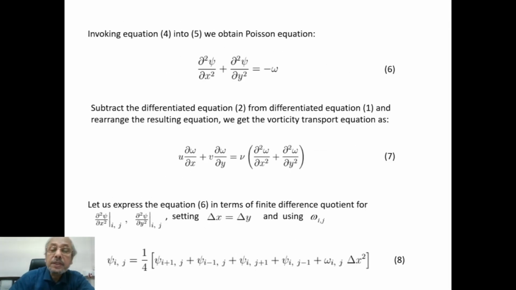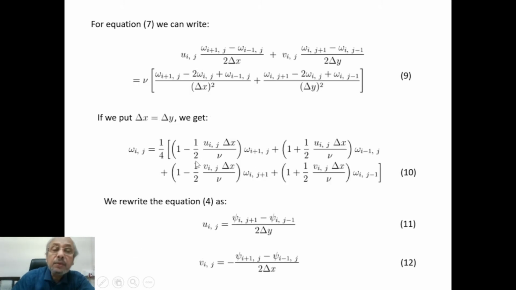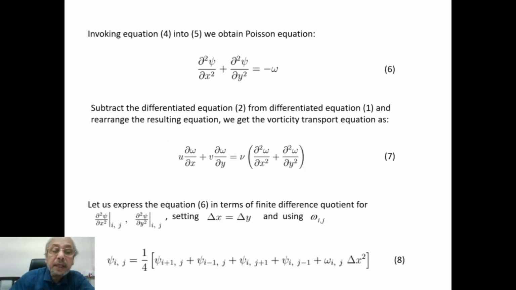Now let us look at the vorticity transport equation. This equation can also be discretized at the ij point. And if we do that, we will get this expression. I'm going back by one slide again.